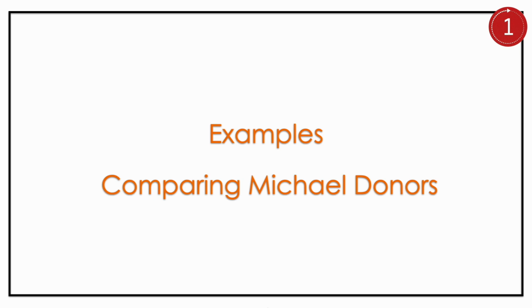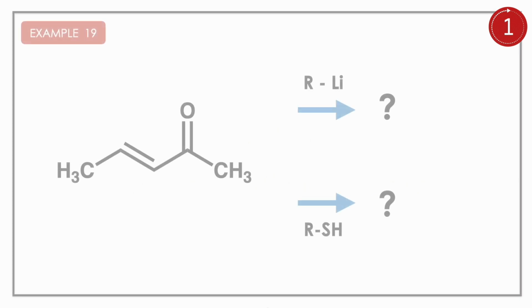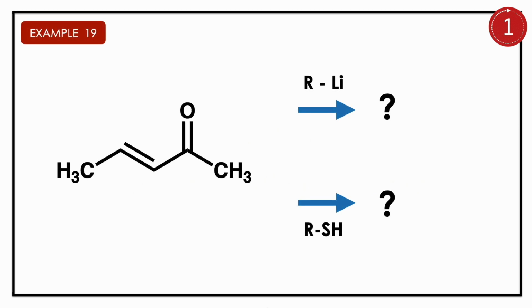Then we will see different examples with different Michael donor and acceptor. Basically, we are comparing the Michael donors. These examples will help you to compare and contrast. We will see one by one. The first comparison will be, you have conjugated ketone which is alpha, beta unsaturated. You are reacting with alkyl lithium and thiol. You should find what will be the final product.